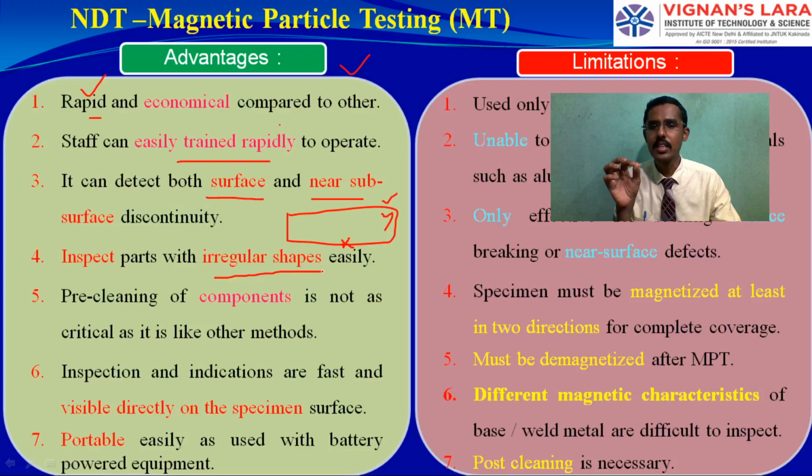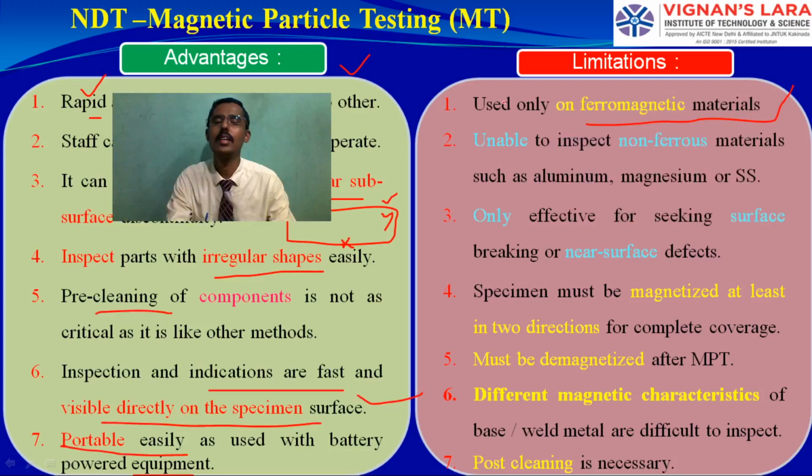It is portable and easily used with battery-powered equipment. Yes. Now the limitations; a few similar limitations are there. You see, it is used only on ferromagnetic materials, not on plastics or on other diamagnetic or paramagnetic materials. It is unable to inspect non-ferrous materials such as aluminum and magnesium. Importantly, iron, nickel, cobalt alloys.